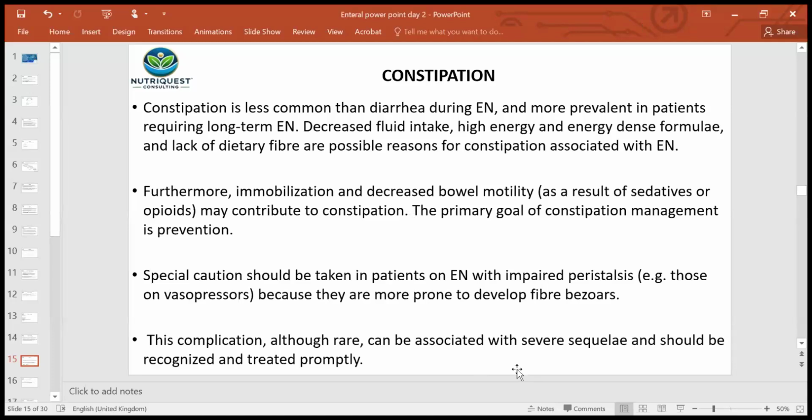Special caution should be taken in patients on enteral nutrition with impaired peristalsis, that is reduced flow of feeds, and those on vasopressors, because they are more prone to develop what you call fiber bezoars. This complication, although rare, can be associated with severe sequelae and should be recognized and treated promptly. So there's a condition we call fiber bezoars, which is quite common for patients who are on vasopressors. So you really need to do the investigation.